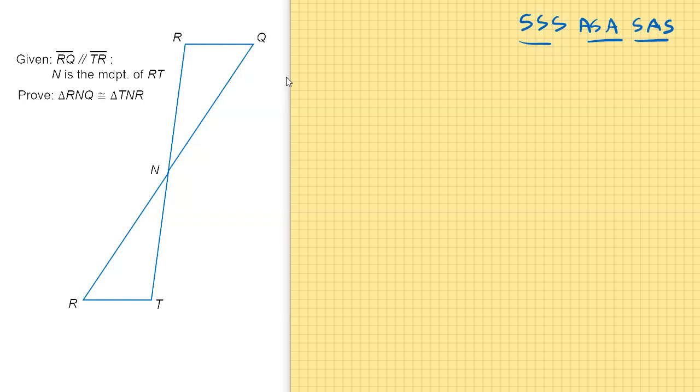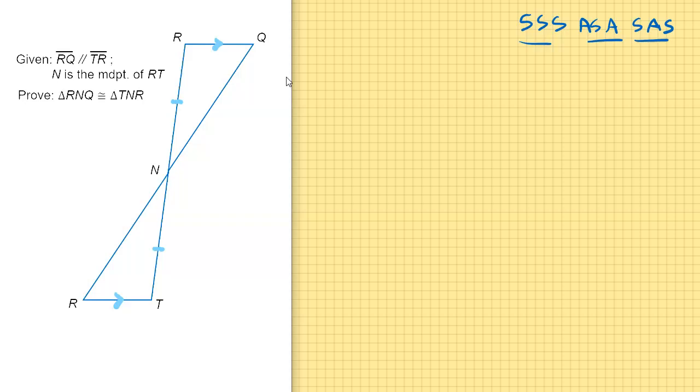what's given here. So notice that it says RQ is parallel to TR. So RQ is up here, and it is parallel to TR down there. It also says that N is the midpoint of RT. Now I know by the midpoint theorem that if N is the midpoint of RT, then two congruent line segments are formed, RN and TN. So I'm going to put a mark here to show that they're congruent.